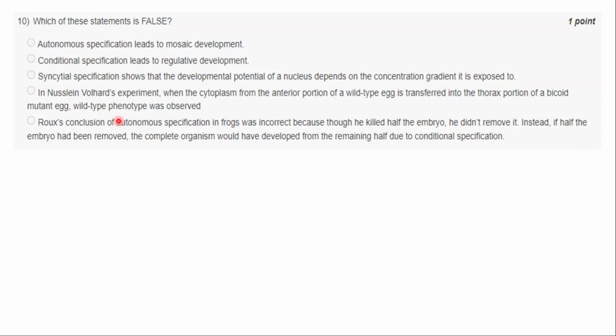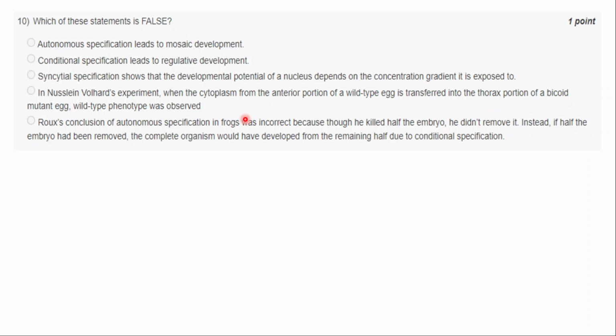Moving on to the similar true false statement question number 10. Which of these statement is false? Autonomous specification leads to mosaic development. Conditional specification leads to regulative development. Syncytial specification shows that developmental potential of a nucleus depends on the concentration gradient it is exposed to.